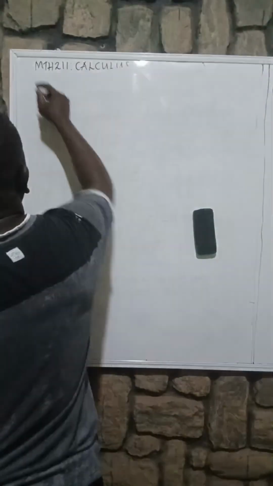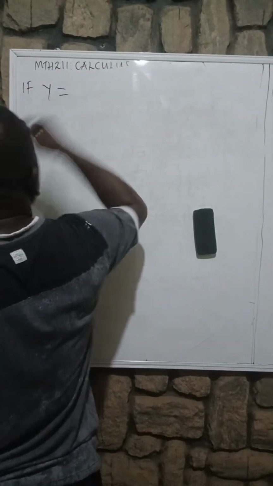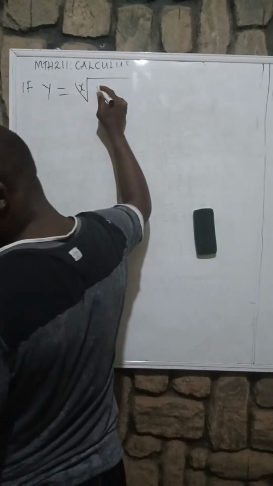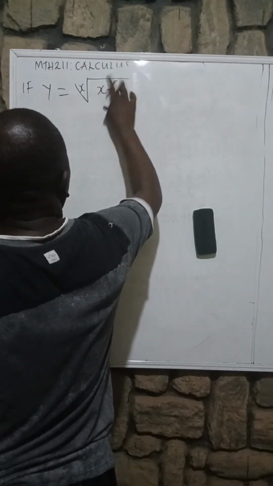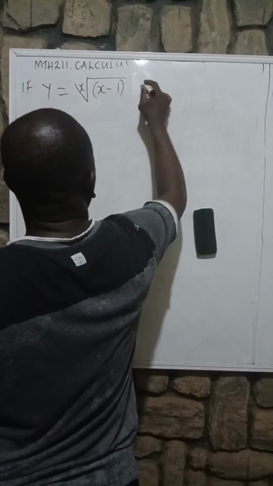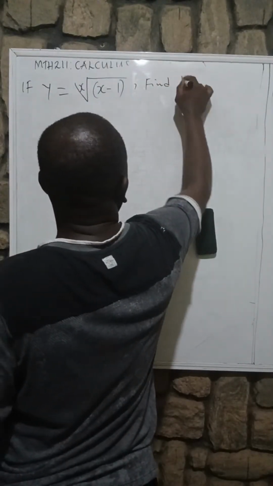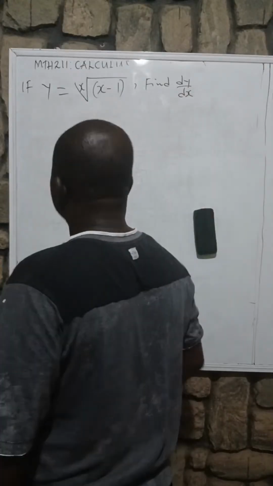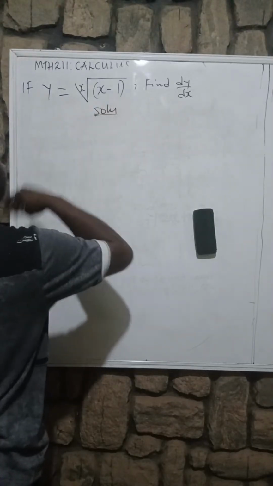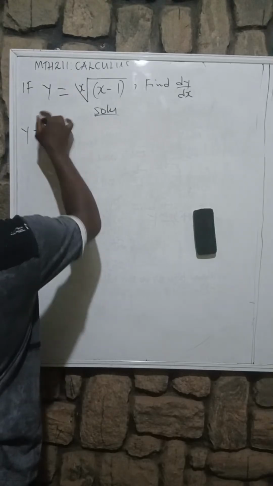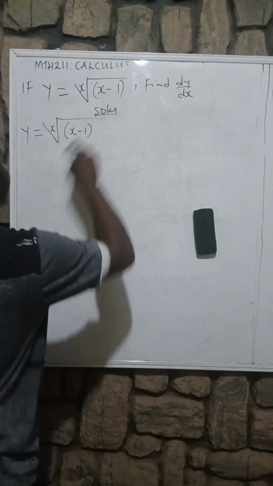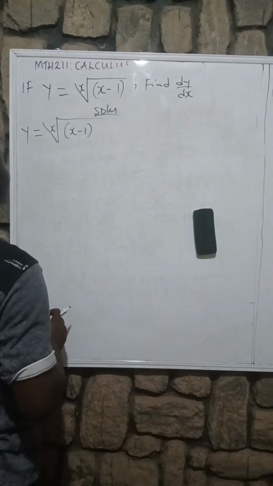So now, another example. If y is equal to x root of x minus 1, then find dy all over dx, right? It's simple as ABC. What you need to do is just write the solution. y is equal to x root of x minus 1. So far, so good.